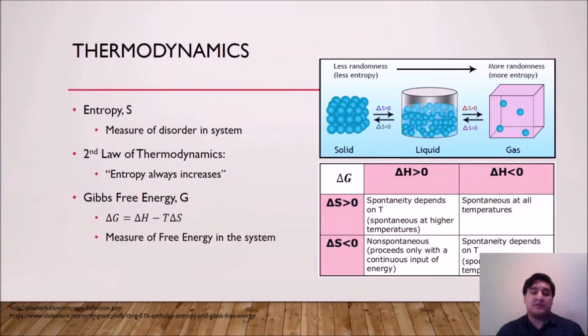This chart summarizes the different effects on the Gibbs free energy based on the enthalpy and the entropy. But in general, if our polyelectrolyte solutions have a negative delta G, that means that they are miscible, which is really important in polyelectrolyte solutions.